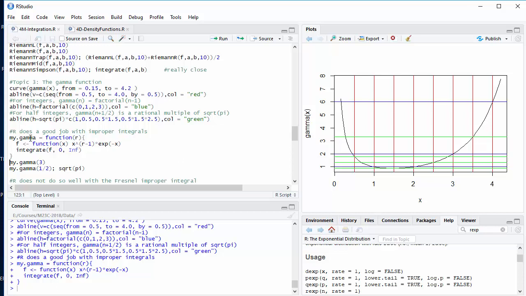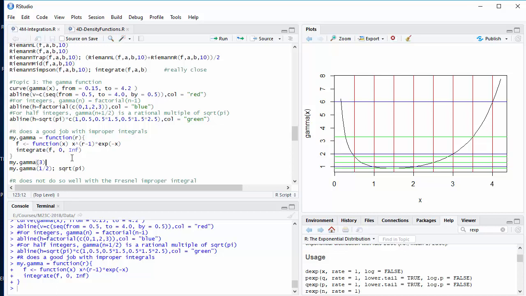Here's an attempt to write something that calculates the gamma function on my own. I have defined a function. It is a function of both x and the parameter r. So what I integrate is x raised to the r minus 1 power times the exponential of minus x, but that integral itself is just a function of r, the exponent in x to the r minus 1. Let's see if it works.